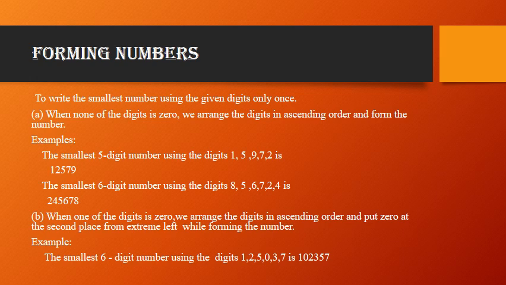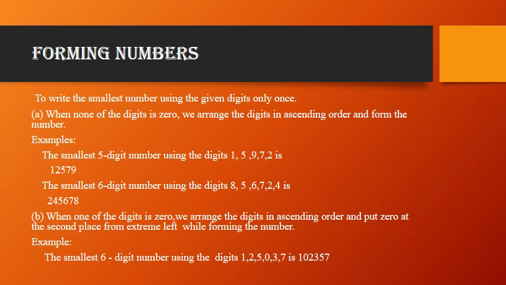If you see the next one, that is B1, when one of the digits is 0, it is very much important, children. When one of the digits is 0, we arrange the digits in ascending order and put 0 at the second place from the extreme left while forming the number. Just see an example, children.